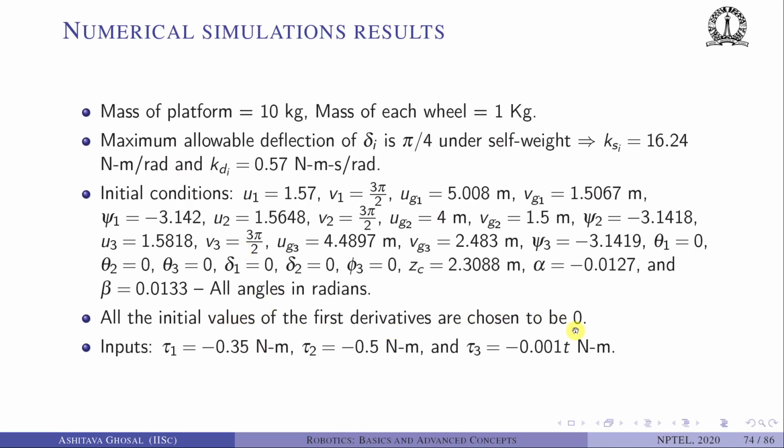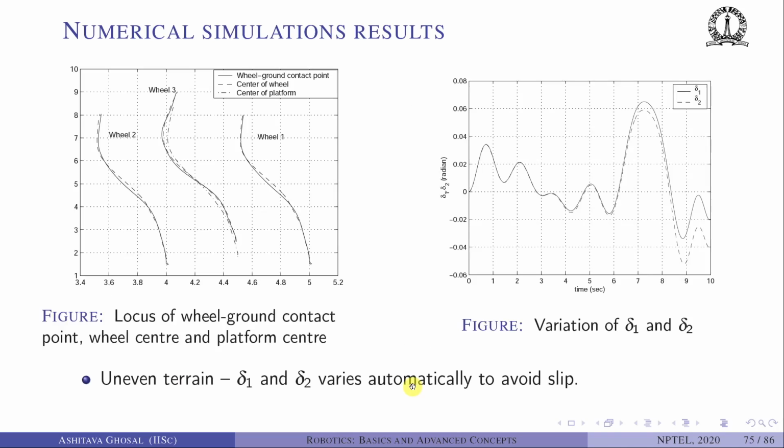So this wheel-mounted robot is starting from rest, and we have arbitrarily chosen tau 1 as 0.35 Newton meters, tau 2 as minus 0.5 Newton meter, tau 1 is also minus 0.35 Newton meter, and tau 3 is minus 0.01 times t. So it is tracking some trajectory. The steering is a function of time. We can choose other values. This was chosen by the student.